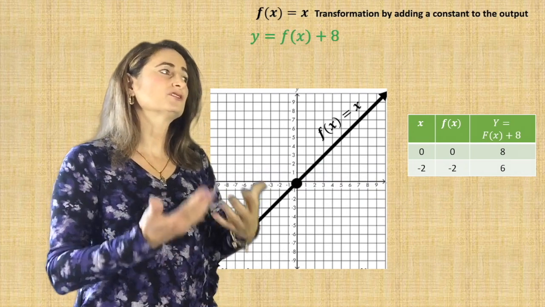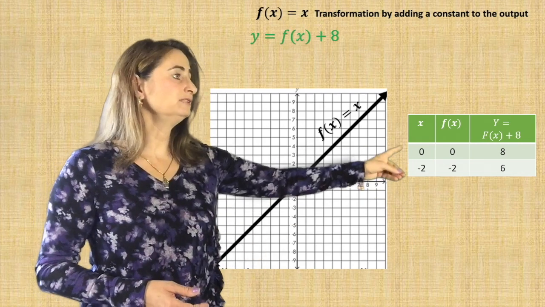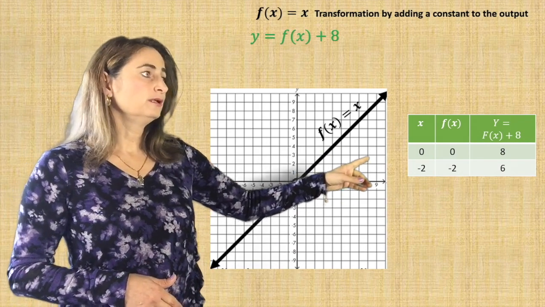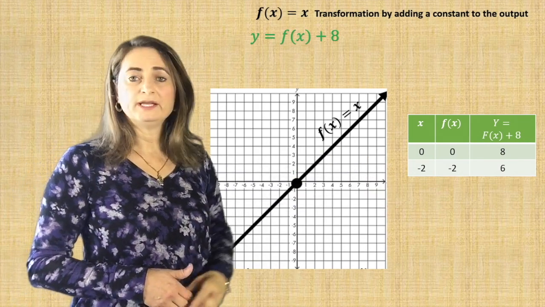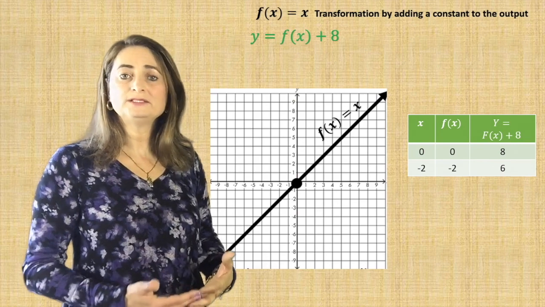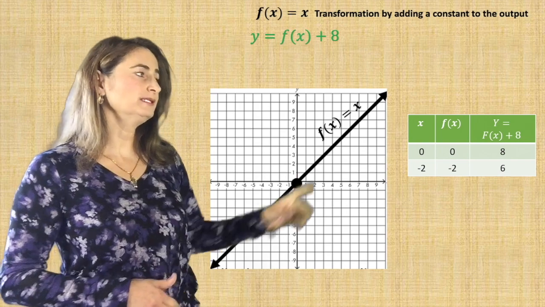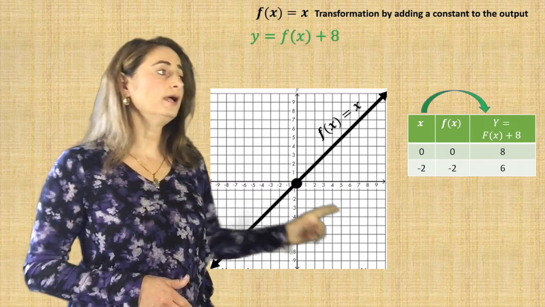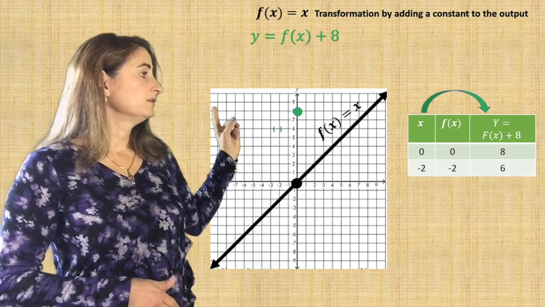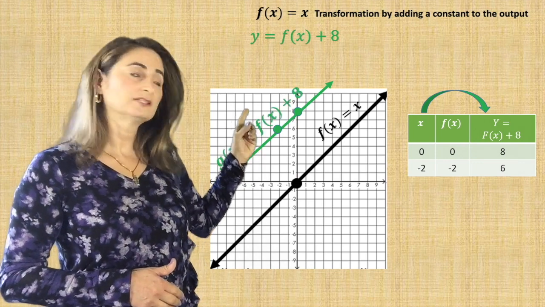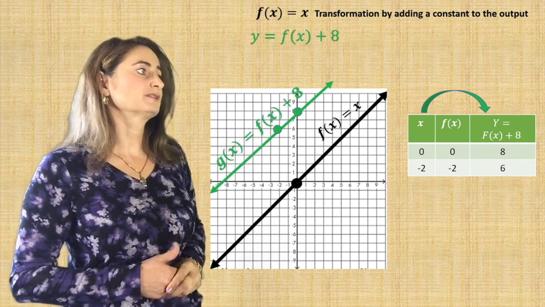But since the transformation is adding 8, then 8 plus 0 is 8. When x is negative 2, the parent function f of x will be negative 2, but I'm adding 8 to that negative 2, or to the output, then you have 6. Now let's take x and y and graph them. Then put a line through it and name it a new function, like g of x equal f of x plus 8.